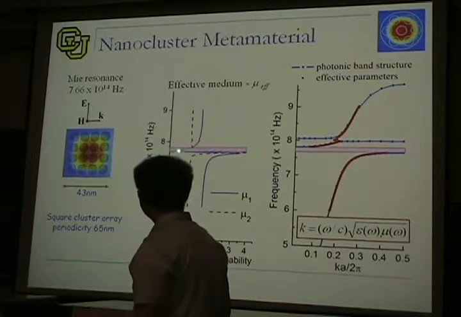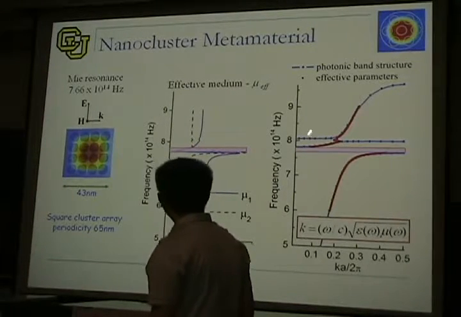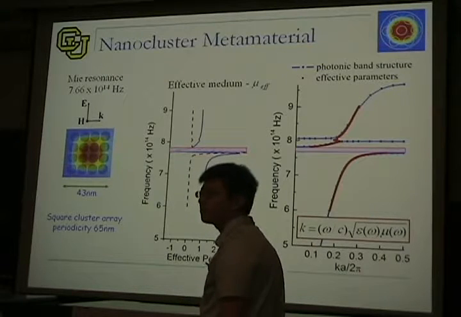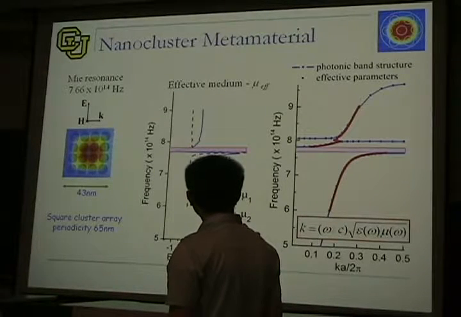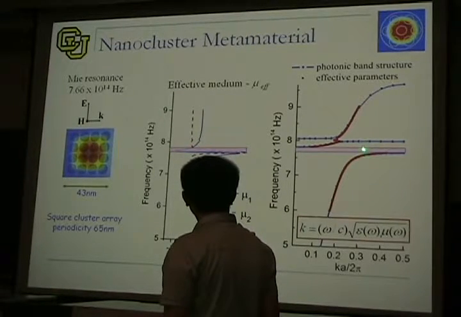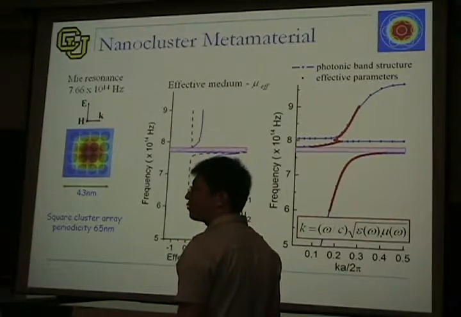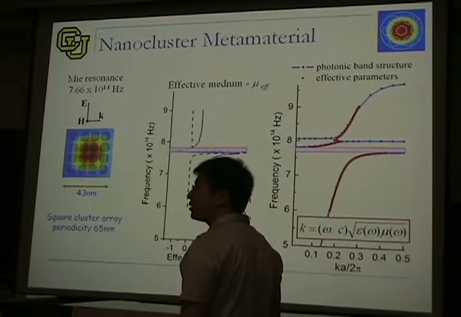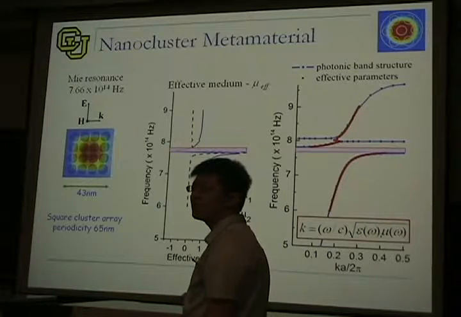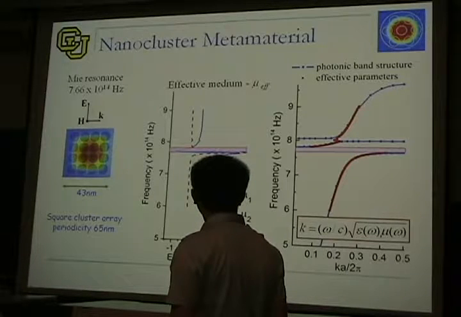In order to see whether this effective medium description of this nanocluster array is valid or not, we also perform a photonic band structure calculation because we have a periodic structure. The blue curve in this figure shows the calculated photonic band structure, and you can see there is a photonic band gap opened here. I want to point out this is not due to normal Bragg diffraction because it actually occurs at higher frequency. What causes this photonic band gap is the negative mu, so that the electromagnetic field will essentially decay in this material, so you don't have a propagating wave, and that's why you have a photonic band gap here.